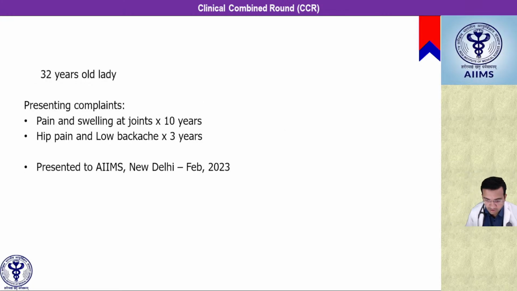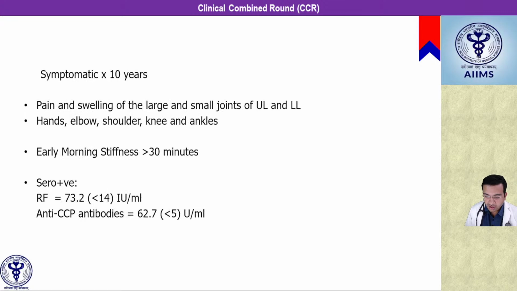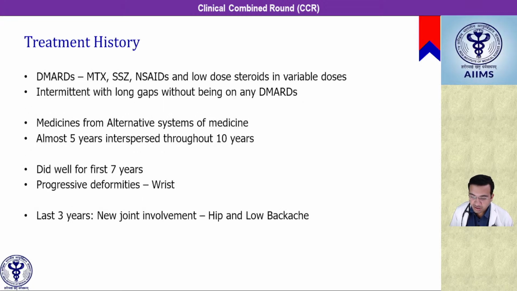Good afternoon, everyone. So this is a 32-year-old lady with pain and swelling in joints since last 10 years, and hip pain and low back pain since last 3 years. Presented to us in the month of February. She was symptomatic since last 10 years. She has pain and swelling in multiple large and small joints of both upper and lower limb, and they had significant early morning stiffness. So to summarize, this is an inflammatory polyarthritis, and on further workup, we found that the patient has high titers of rheumatoid factor and anti-CCP antibodies.